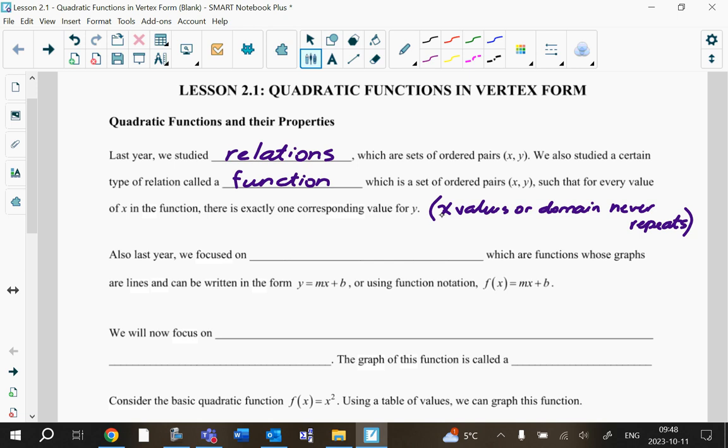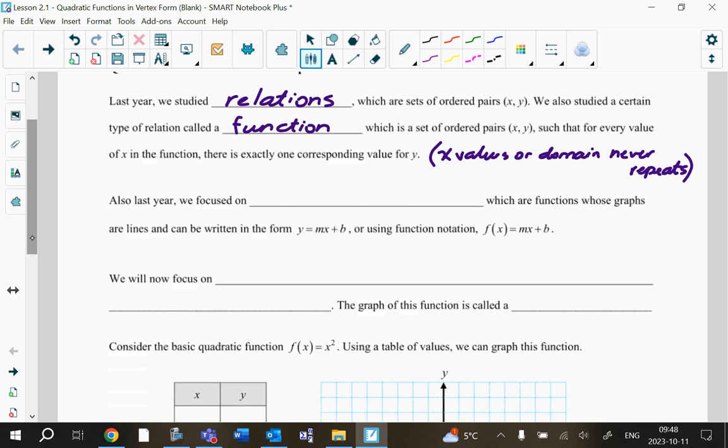Last year as well, we focused on graphing and finding equations of linear functions, not equations, linear functions. What's a linear function? Well, it's a function that when you graph it, it's a line. Okay?